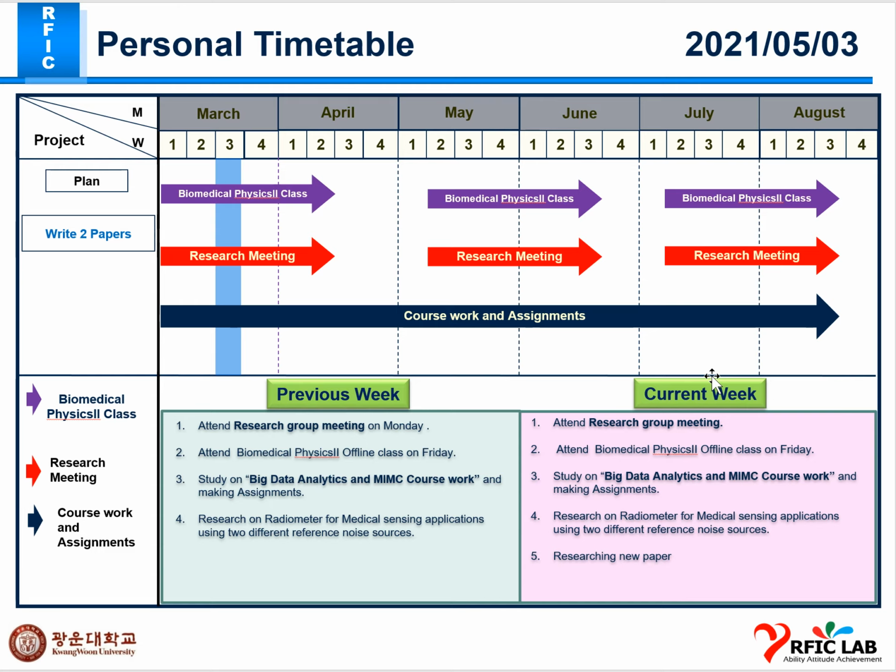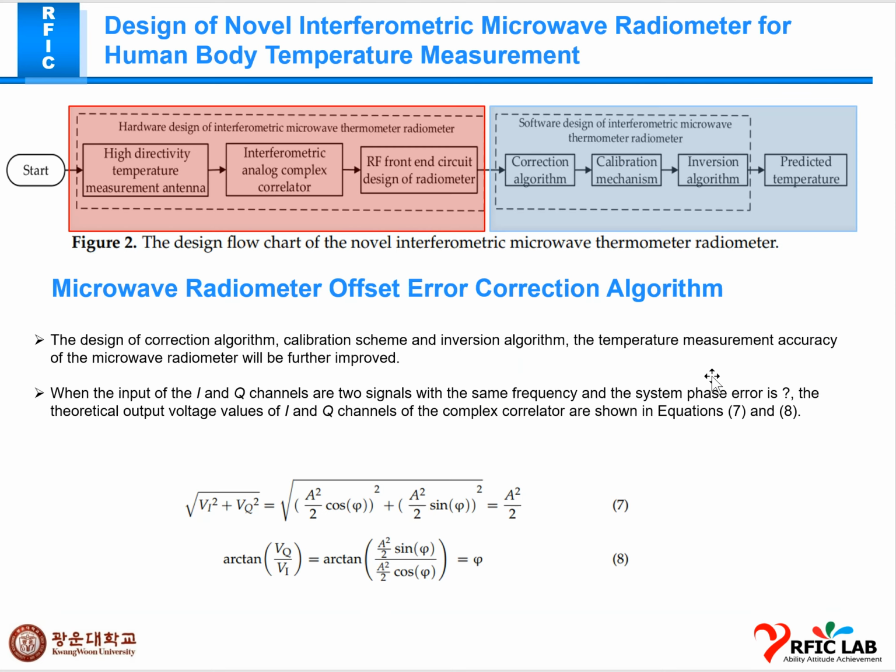what I have done in the previous week, what I have researched in the previous research. In this week I will be searching for more research papers, with new things also. This research is about the design of a novel infometric microwave radiometer for human body temperature measurement. And this is the flow chart of the novel infometric microwave thermometer radiometer.